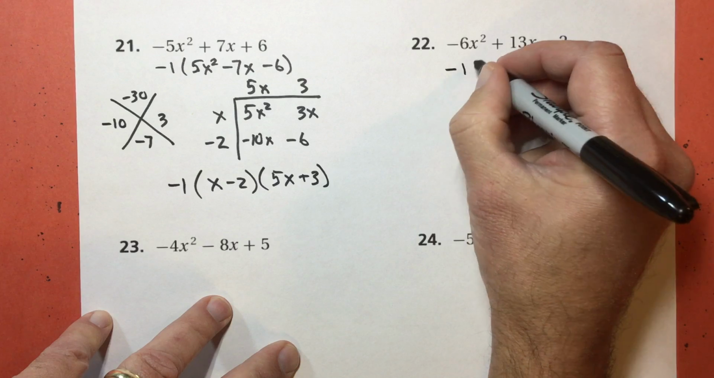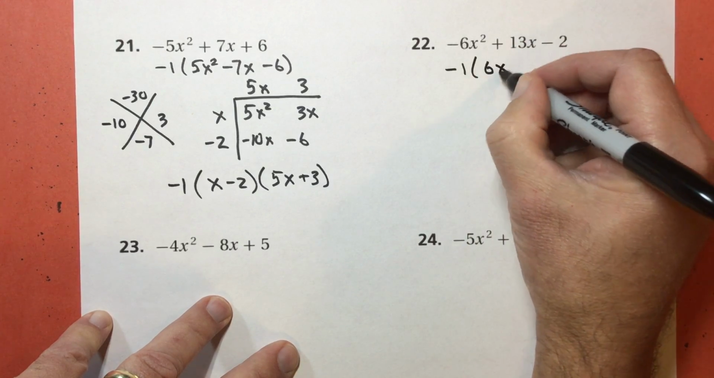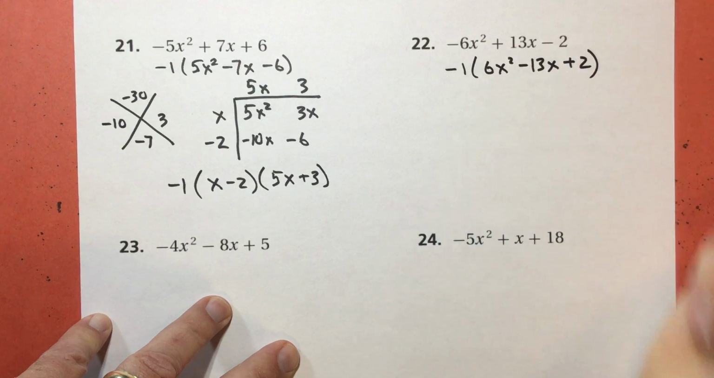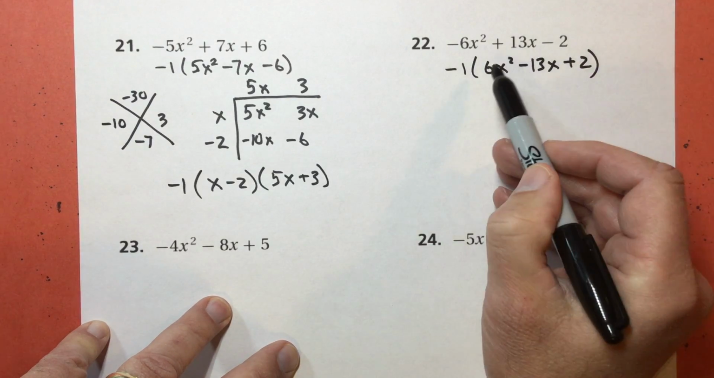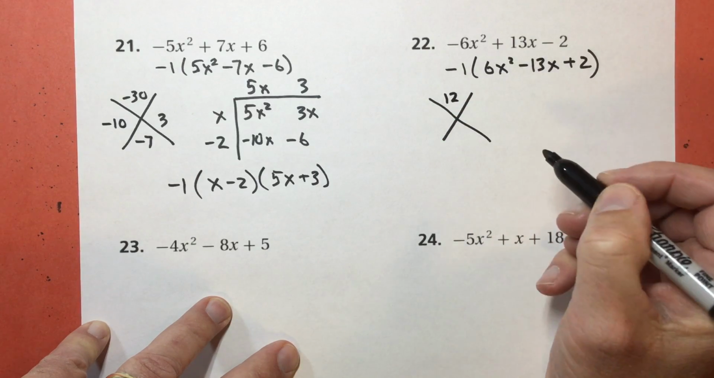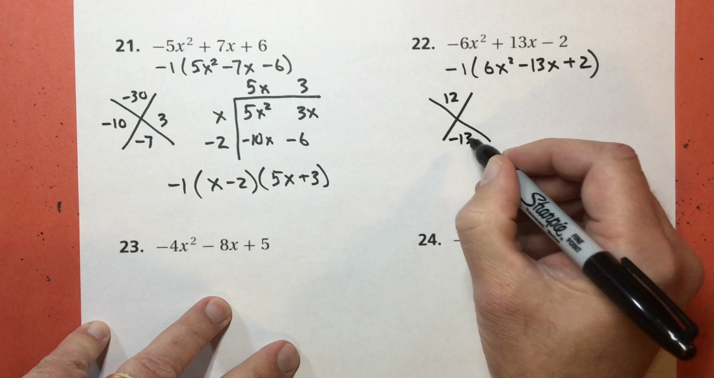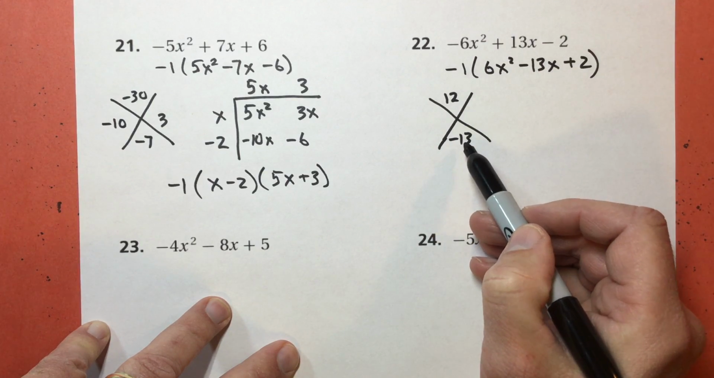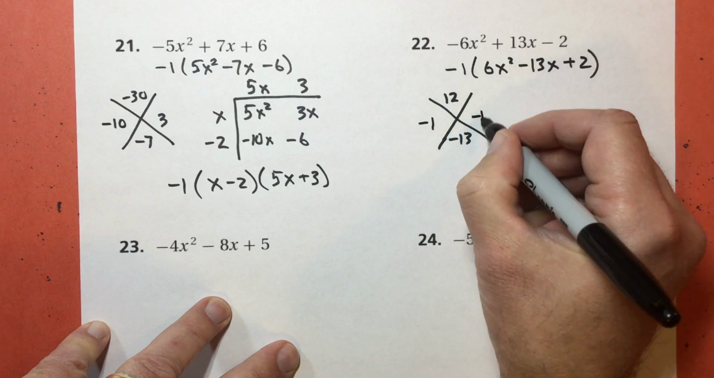Number 22, I'm going to factor out a negative 1. That leaves 6x squared. Subtract 13x plus 2. 6 times 2 is 12. Negative 13 goes here. What two numbers multiply to give positive 12 but add to give negative 13? Negative 1 and negative 12.